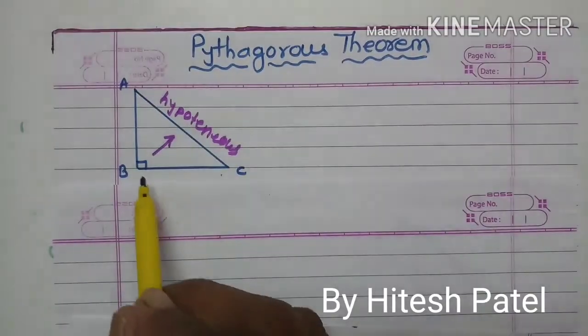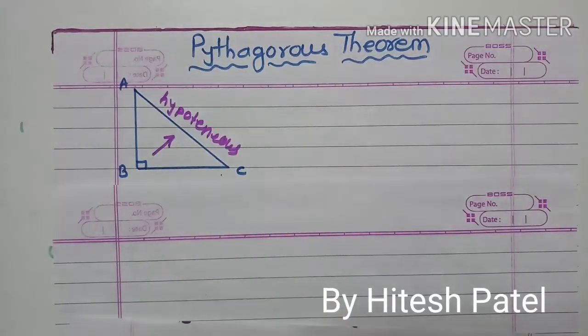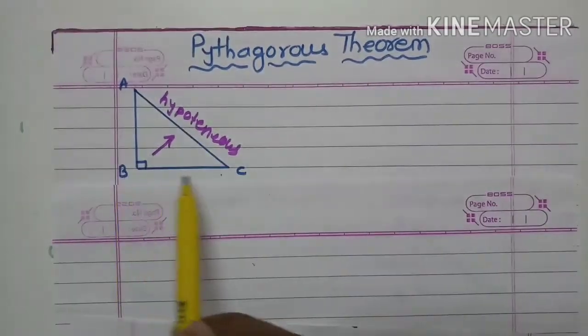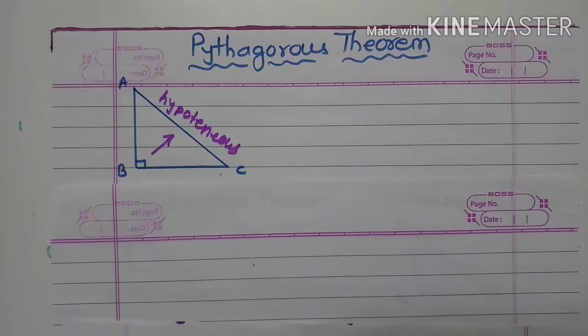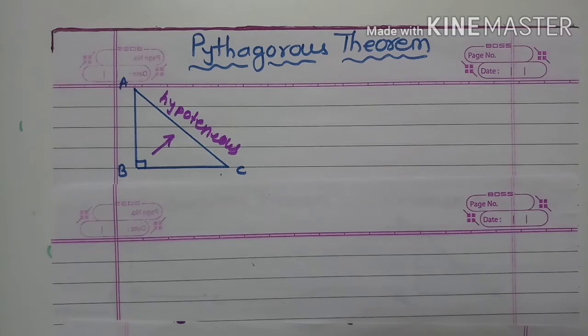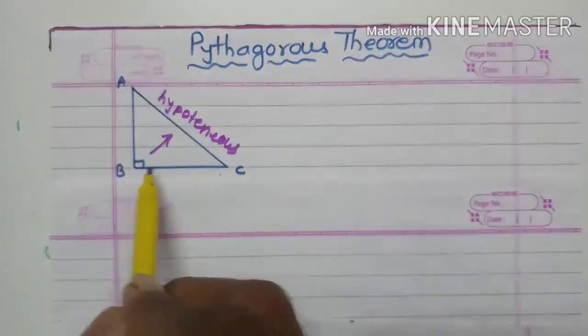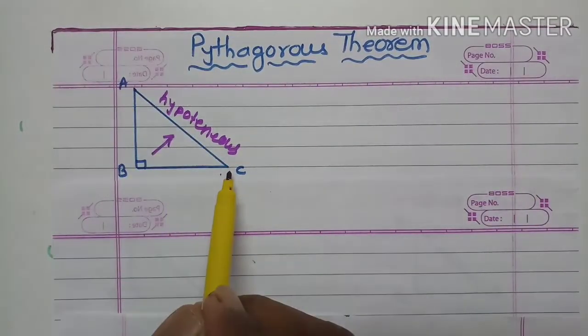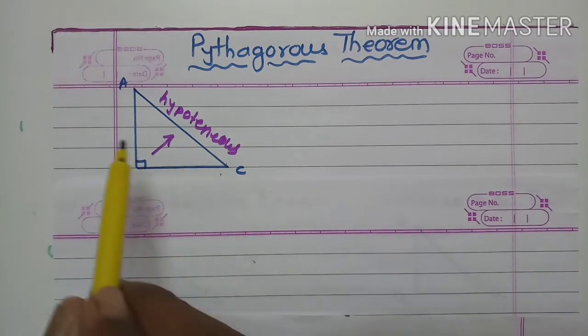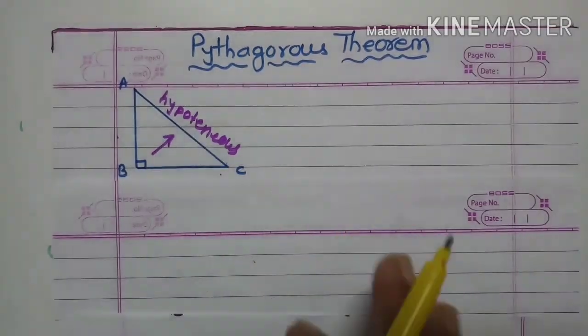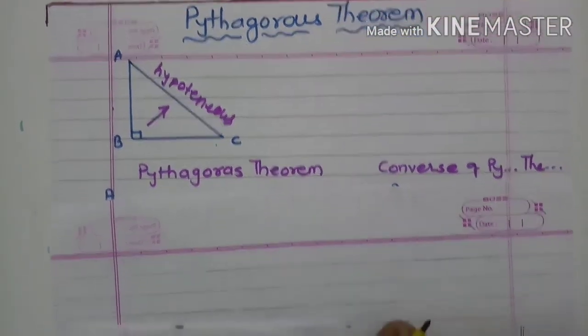So always remember, the opposite side of angle 90 is called the hypotenuse, and the remaining two sides are called the perpendicular sides of a right angle triangle. Now, we already used the Pythagoras theorem, I mean its application, in a previous standard. Now what is the Pythagoras theorem? In a right angle triangle, the square of the longest side, that is the hypotenuse, is equal to the sum of the squares of the remaining two sides. This is called the Pythagoras theorem.